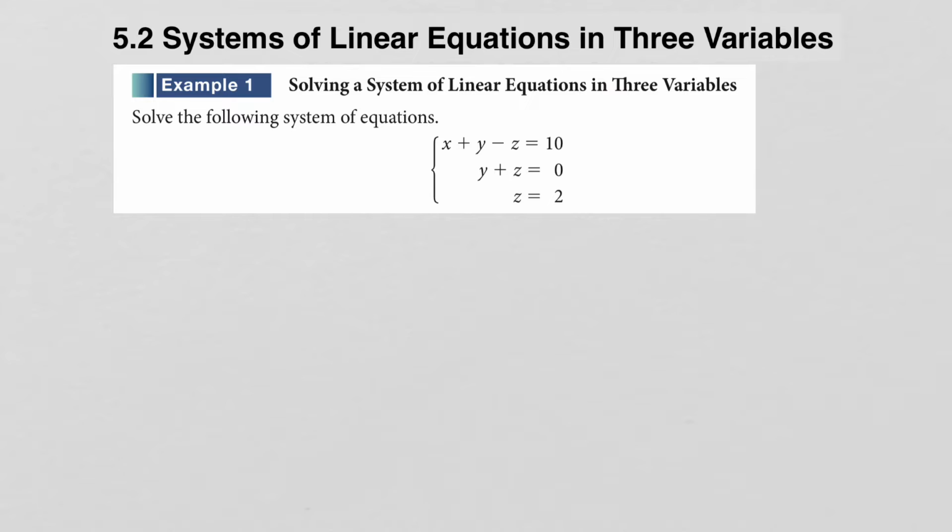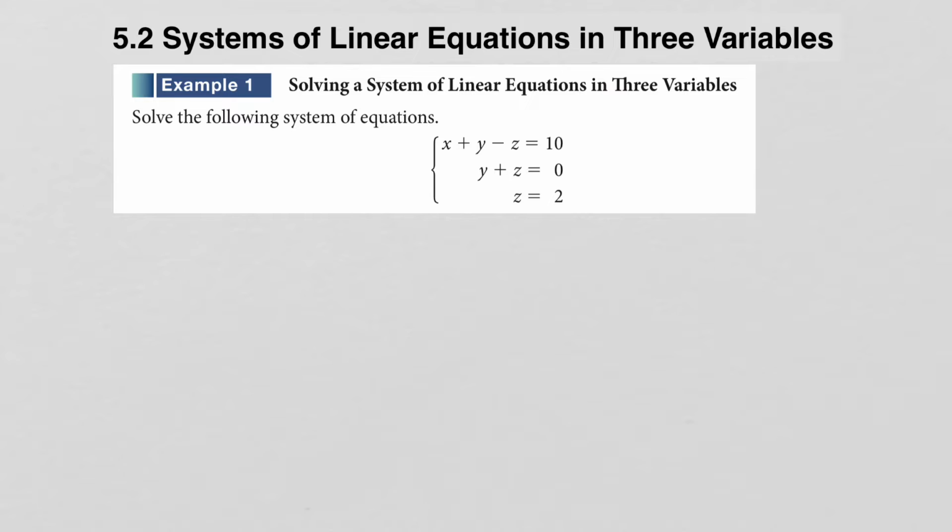Now, this first example is a really simple example. And it's simple because you'll notice that the first equation has all three variables. The second equation is missing the x variable, and the third equation is missing both the x and the y variable.